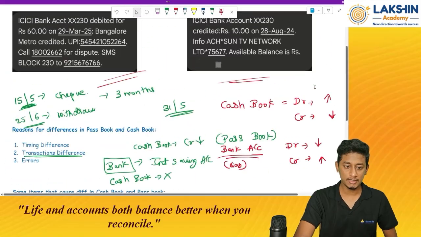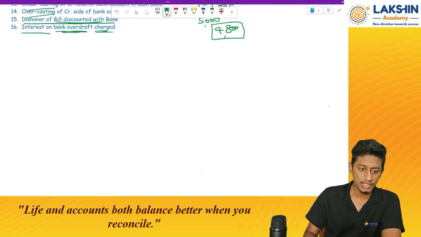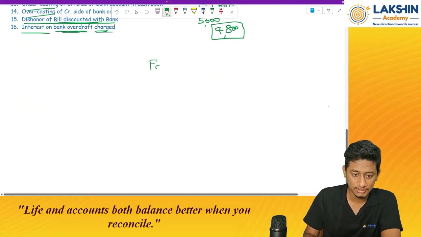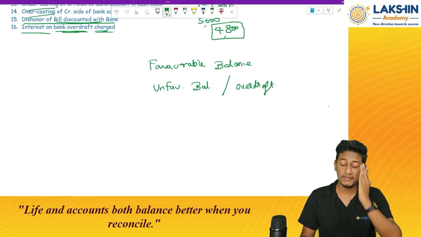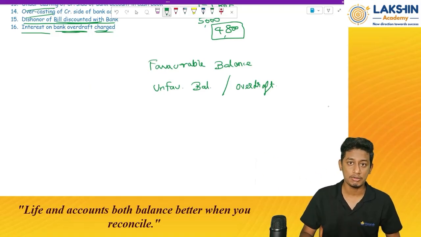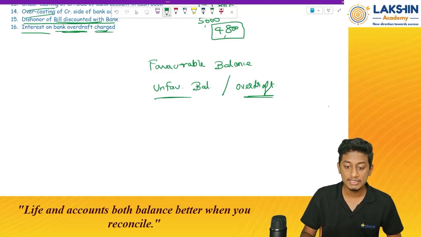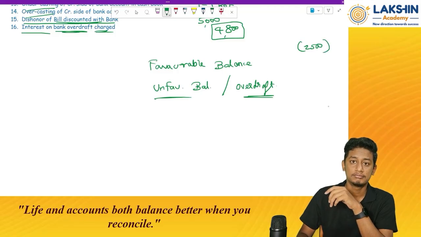Okay. So now let's jump into the questions. But before going to the questions, some more things that I have to discuss with you. See, there are two components. One is called favorable balance and one more is unfavorable balance, or sometimes it is called overdraft. So what does favorable balance mean? Favorable balance means I have money in my bank account. Whereas unfavorable balance means my bank account balance is showing in negatives. It's a negative balance.